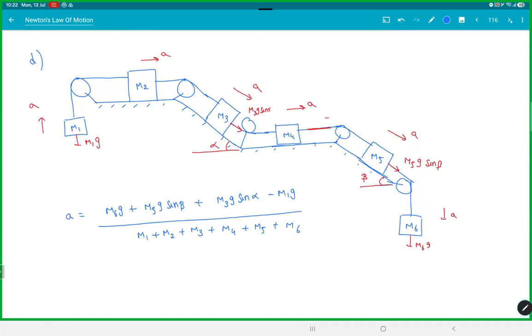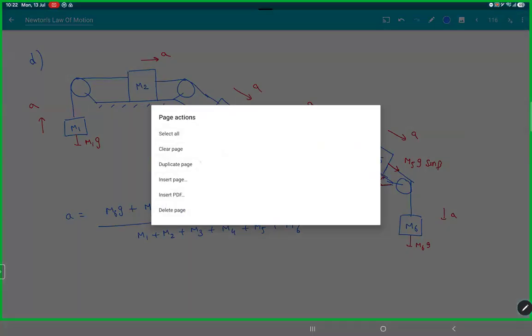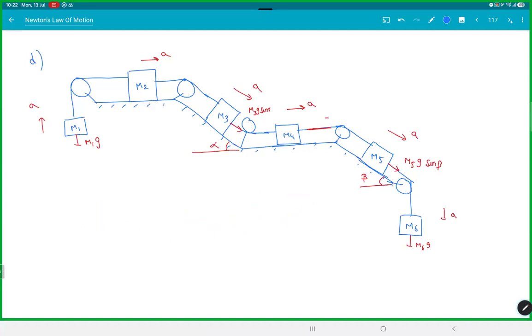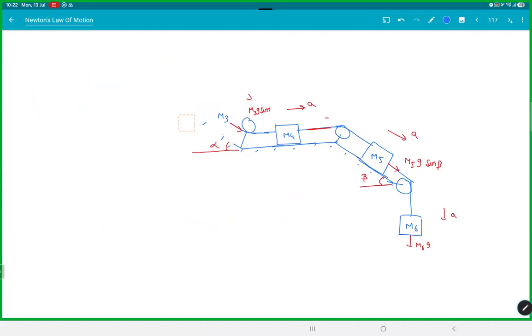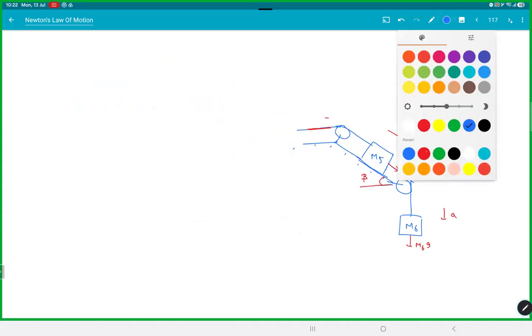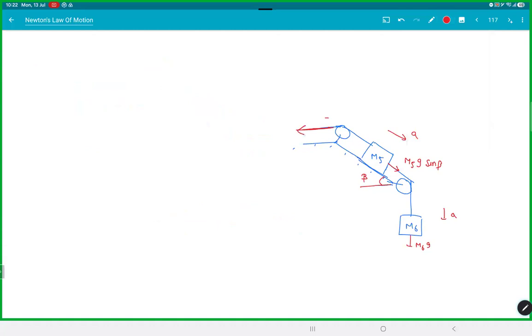How do you find the tension? That is even cooler. What did I say? If you want to find tension, what should you do? Cut it. Wherever you want to find tension, cut it. So you want to find tension here, so cut it. I'll just remove all this and take till here. Then this point will have a tension T. So the right side system will think this is the only force which is pulling.